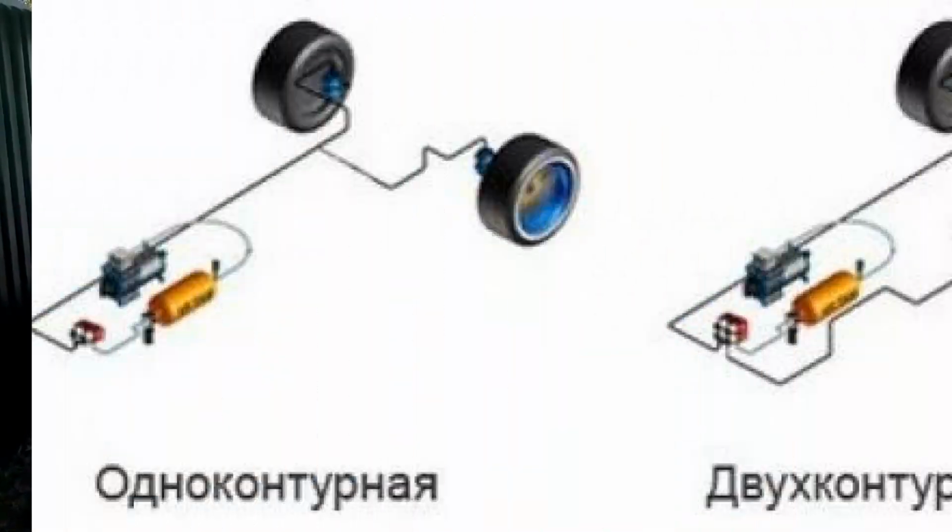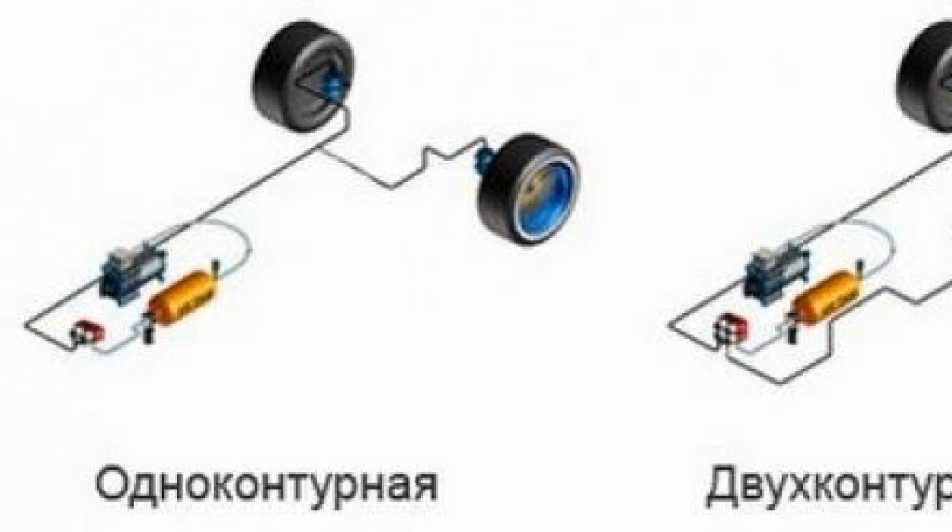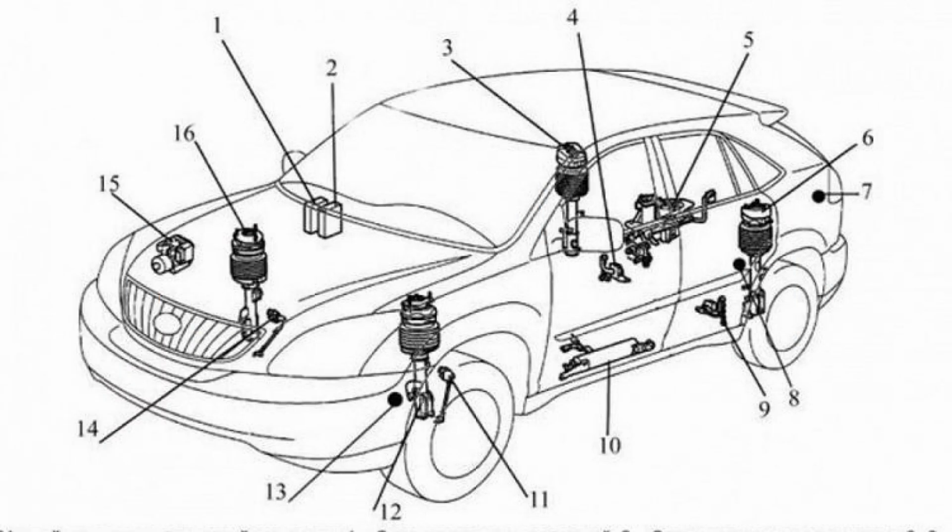Let's get into it. Running gear on pneumatic elements is far from being a novelty in the world of automobile construction. Let's consider what an air suspension is, its principle of operation and device. Types of systems. Running gear with pneumatic elements, a type of car suspension, in which the function of regulating the position of the body relative to the road is realized through the use of pneumatic elements.